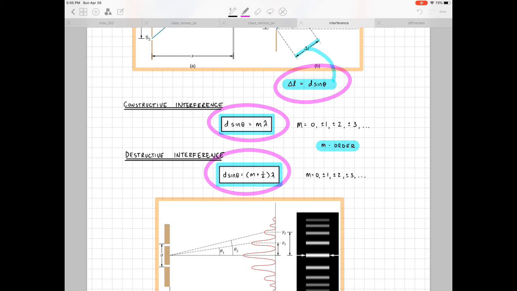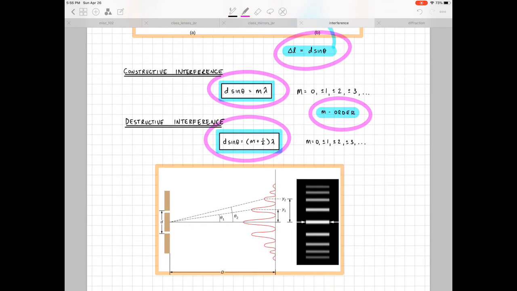And so m here is known as the order, right? So the 0th order, the first order, etc. If you were to shine light through the double slit, you would end up with this intensity pattern on the screen where you get a bright central peak, and then peaks that diminish in intensity as you move out in a characteristic fading fashion.